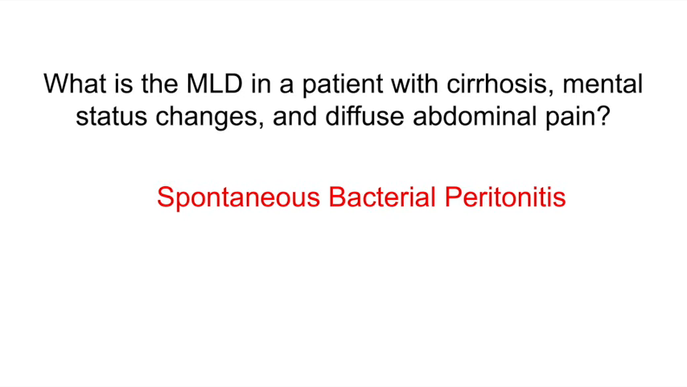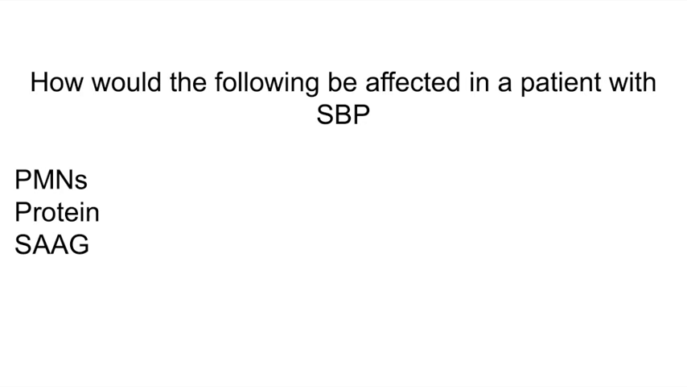How would the following be affected in a patient with SBP, or spontaneous bacterial peritonitis? So the PMNs would be greater than 250, protein less than 1 gram, SAAG greater than 1.1.